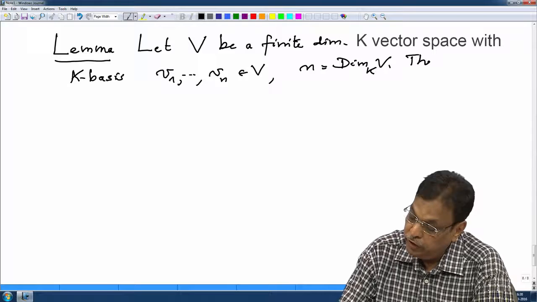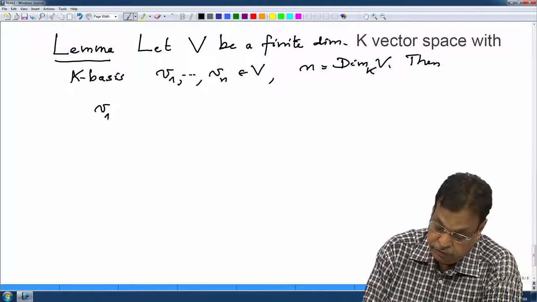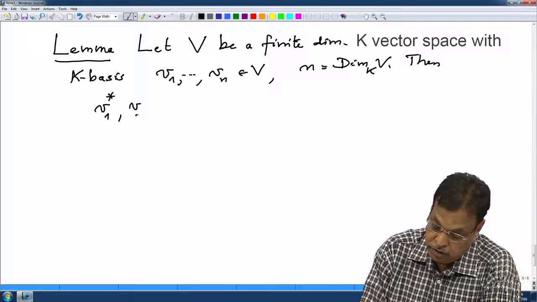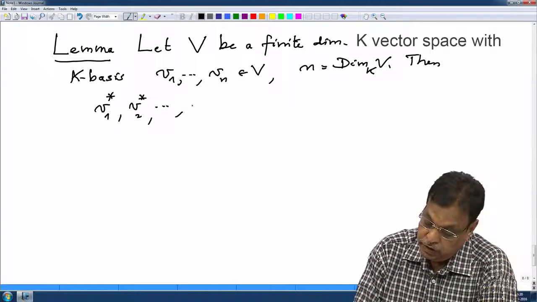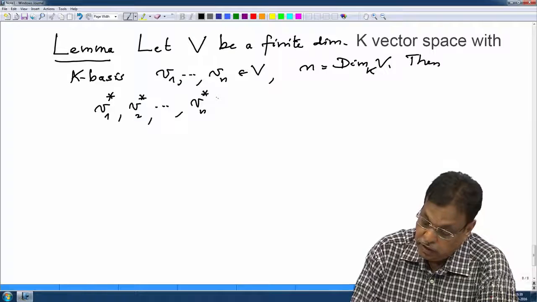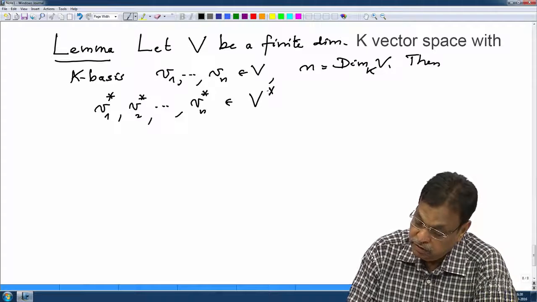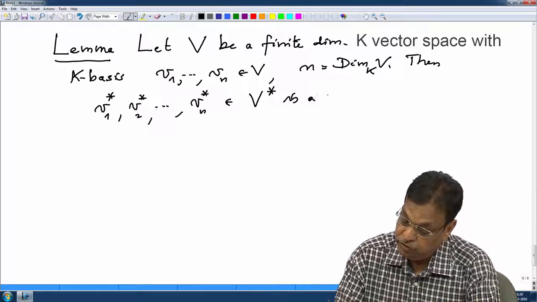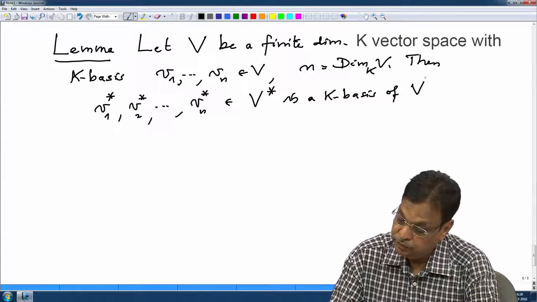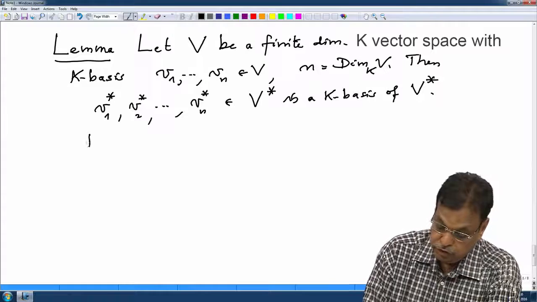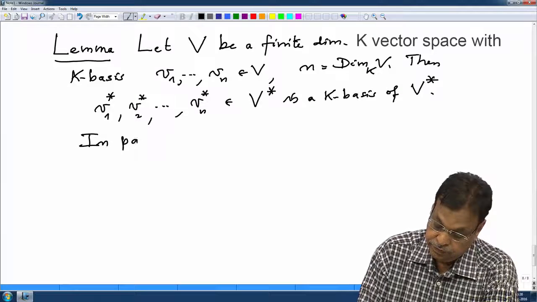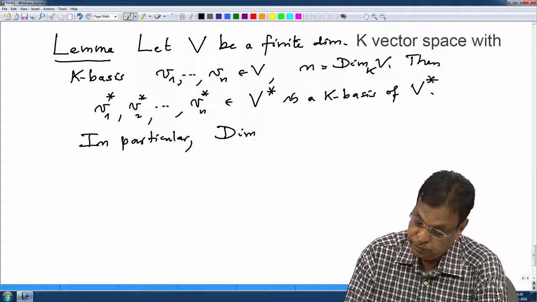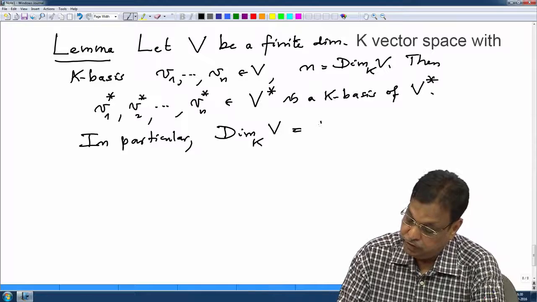Then the coordinate functions we have just now defined, V1 star, V2 star, Vn star, which are elements of the dual space. V star is called the dual space of V, is a K basis of V star. In particular, their dimensions are equal. Dimension V equal to dimension V star.